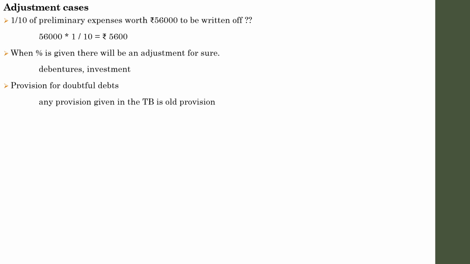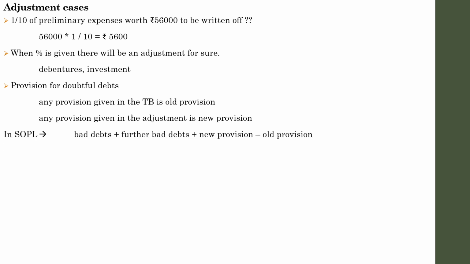I believe you all know how the provision has to be dealt. Any provision given in the trial balance is considered as old provision. We have learned about it in the +1 classes. Any provision given in the adjustment is new provision. We all know that. So how we are going to deal with that?